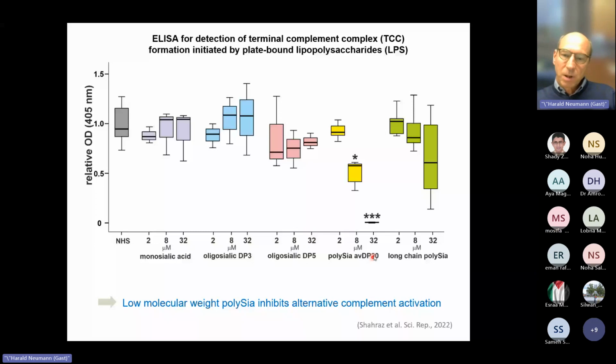The same was visible if we added very long chain polysialic acid, which you normally find on specific bacteria which are really pathogenic for humans. There we also partially, and with a high variability, saw a complement inhibition. So we were saying, yes, with this assay we were able to show that low molecular weight polysialic acid, as we call it, so polysialic acid with a chain length of 20, was able to inhibit the complement activation.